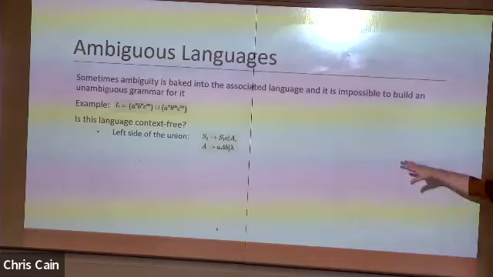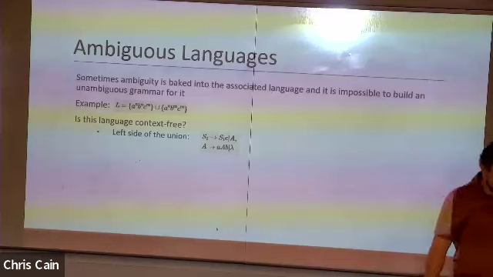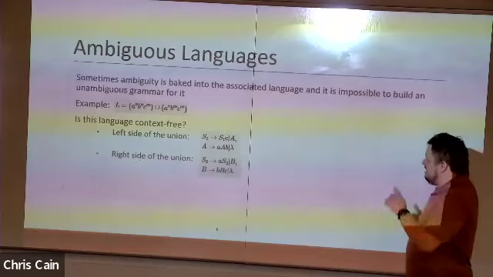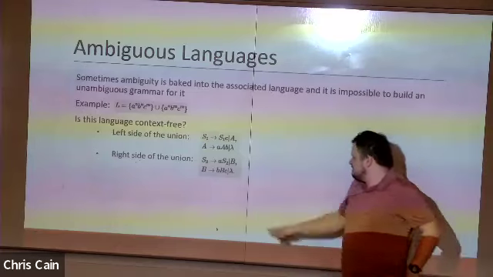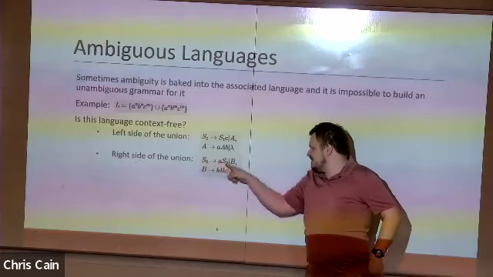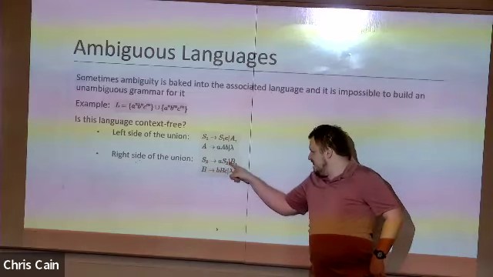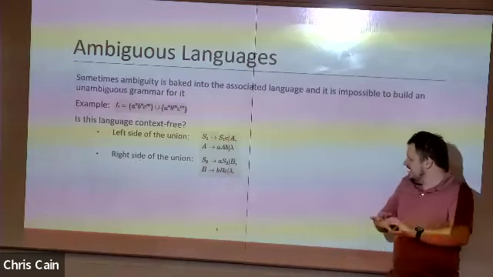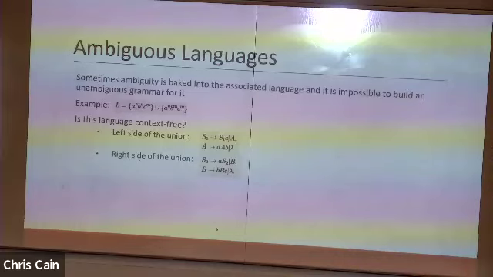So because we can make a grammar for it, this language is context free. Right side of the union, very similar. Now we have B and C being the same and A is different. So we produce and loop As at the front, and eventually we transition. At the end, we split and put Bs and Cs at the end until we're done. So this union is also context free.